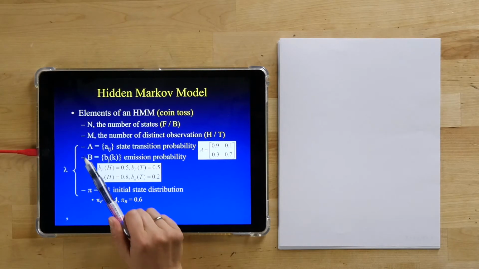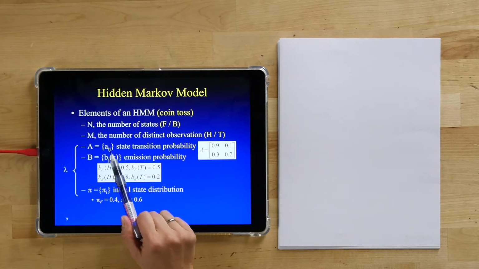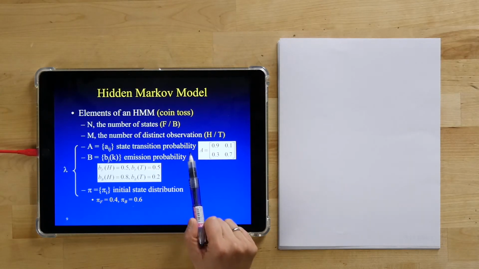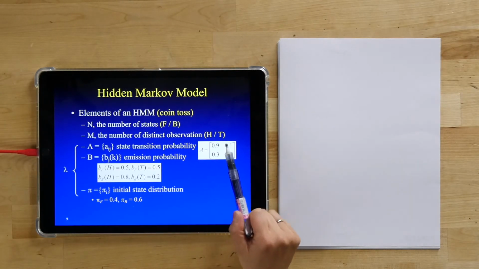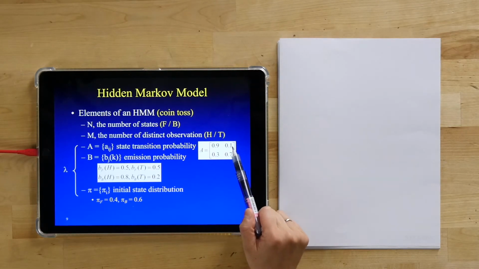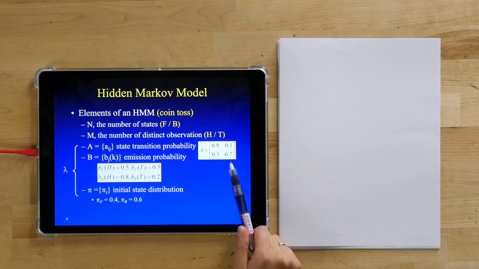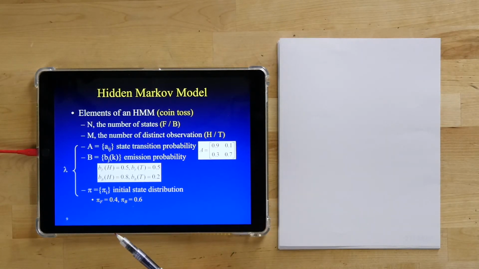And then we have another set of parameters. The first is the state transition probability. If I'm already using a fair coin, the probability I will use another fair coin is 90%, but the chance I will flip to a bias coin is 10%. If I'm already using a bias coin, I'll have a 30% chance of changing to a fair coin, but a 70% chance of staying in the bias coin. So that's the transition probability.